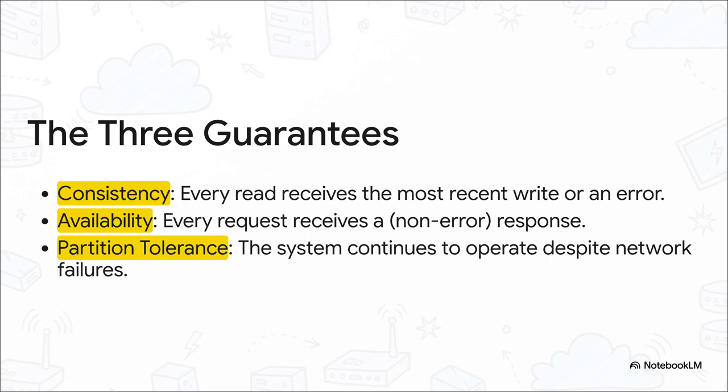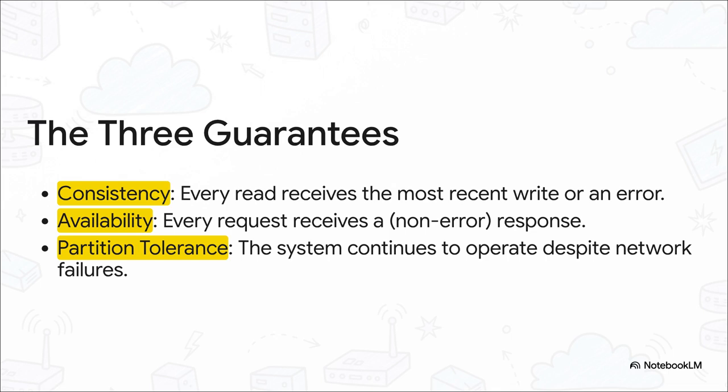First, there's consistency. That means everyone sees the same, most up-to-date data, always. Second is availability. That means the system always responds to your request, no matter what. And third is partition tolerance. That means the system keeps on working even if parts of it can't talk to each other over the network. The CAP theorem says you have to pick 2 and sacrifice 1.